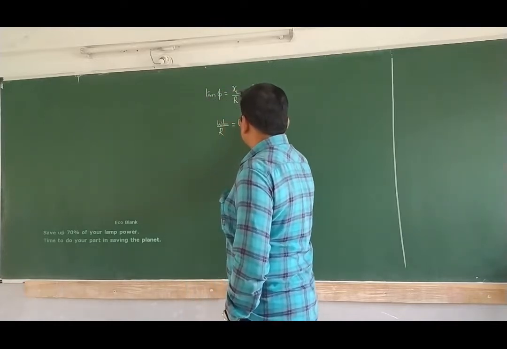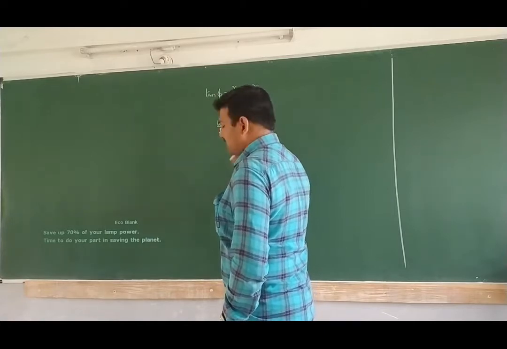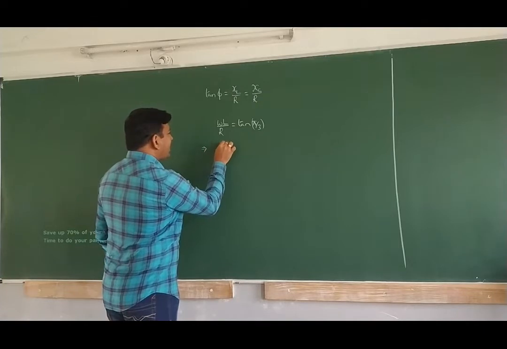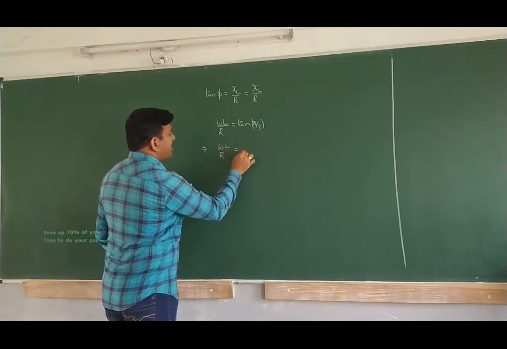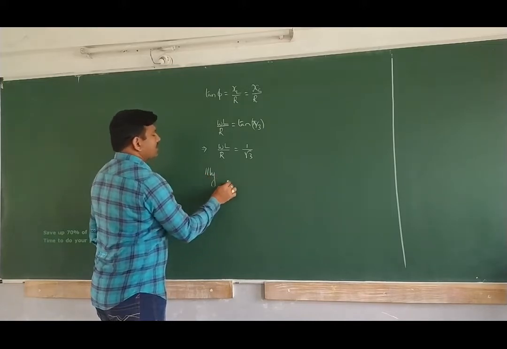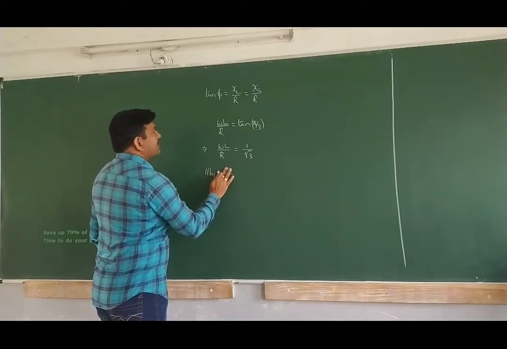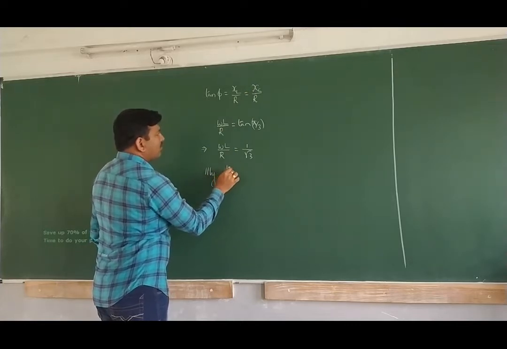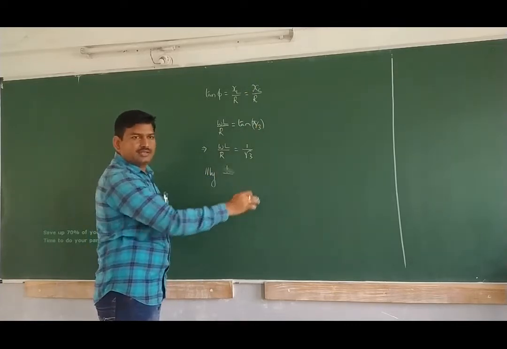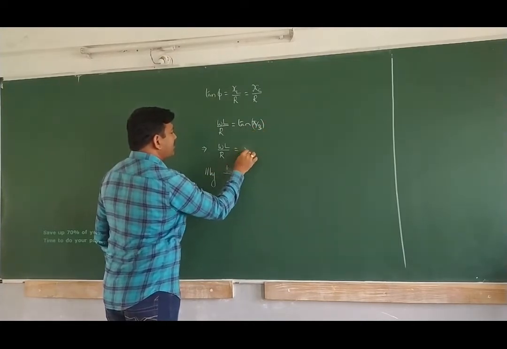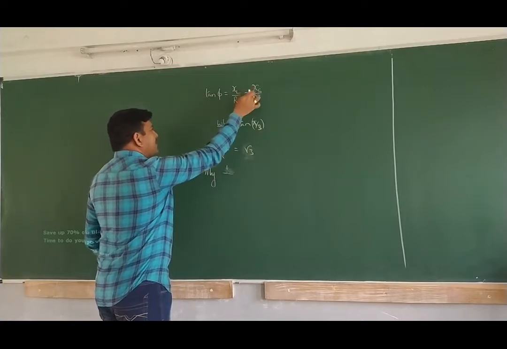Phi is given as pi by 3. From this, what can I say? Omega L by R is equal to how much? 1 by root 3. Similarly, they have given 1 by omega CR. If I consider chi C by R, that is, phi is pi by 3, which is nothing but 60 degrees. Tan 60 is equal to how much? Root 3.